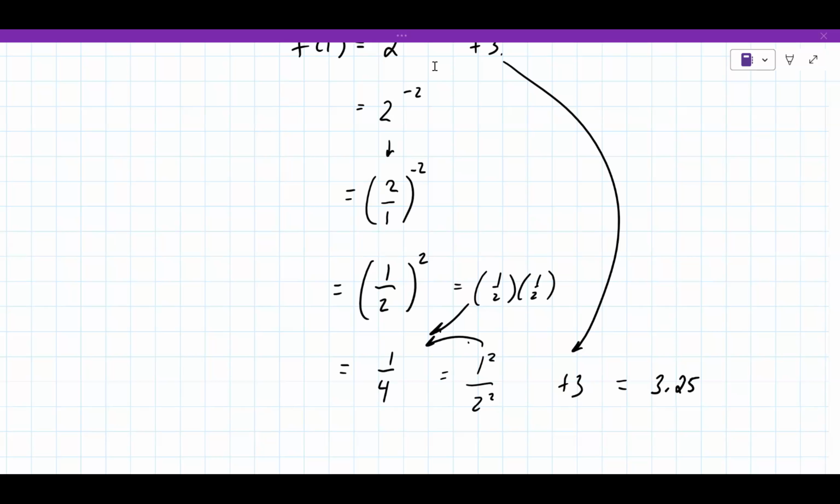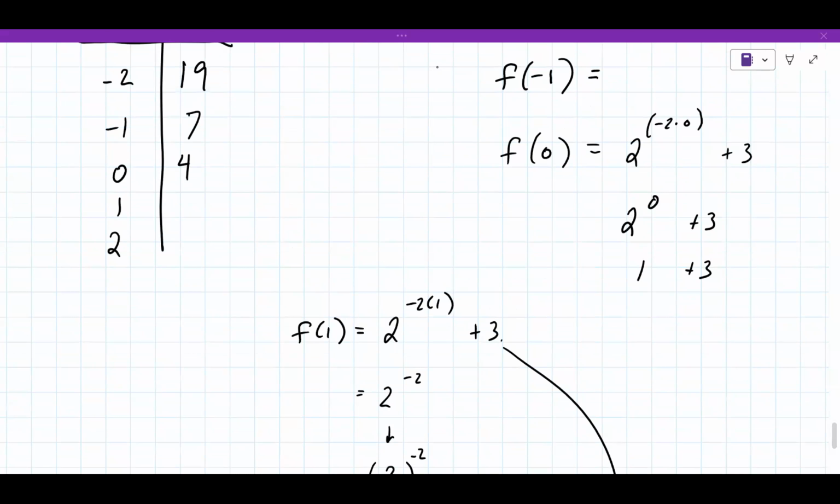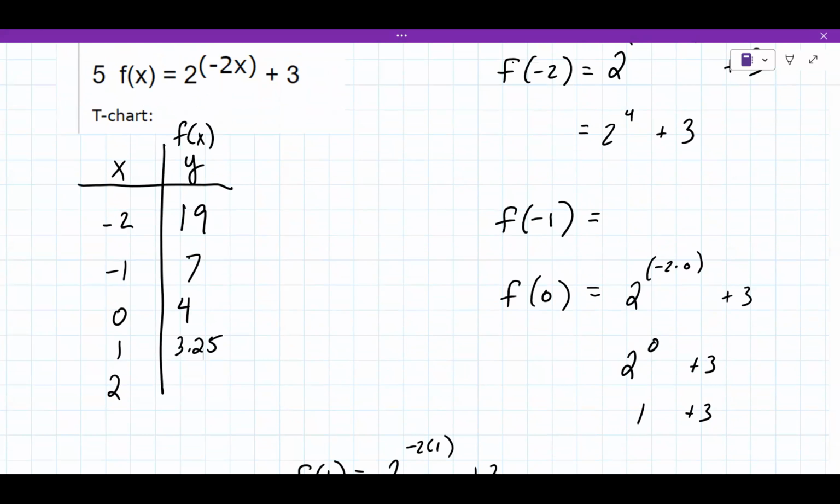So now let's go back to our table, 3.25. So can you find f of 2 this time? And I'm okay if you go right to a calculator. You don't have to do it by hand.